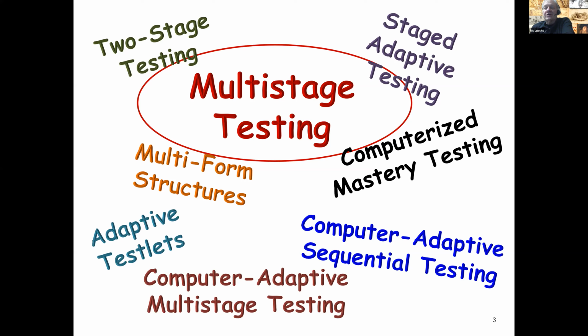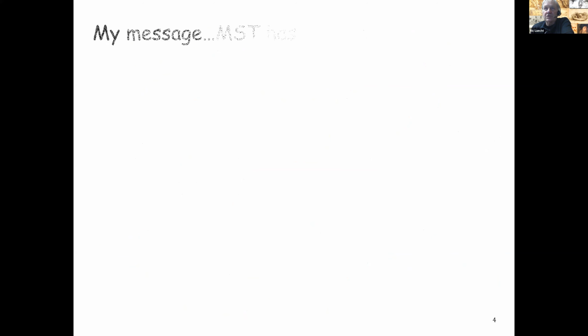We originally called it computer adaptive sequential testing to allow for both the adaptivity and other things. I still tend to call it computer adaptive testing for a number of different reasons. Adaptive testlets, computerized mastery testing. So we've sort of settled on multi-stage testing, and of course, Duanli and Alina's edited book has helped, I think, pull a lot of the research together in one spot.